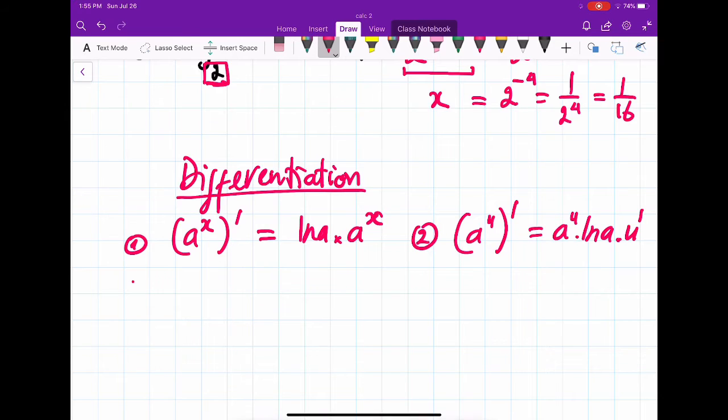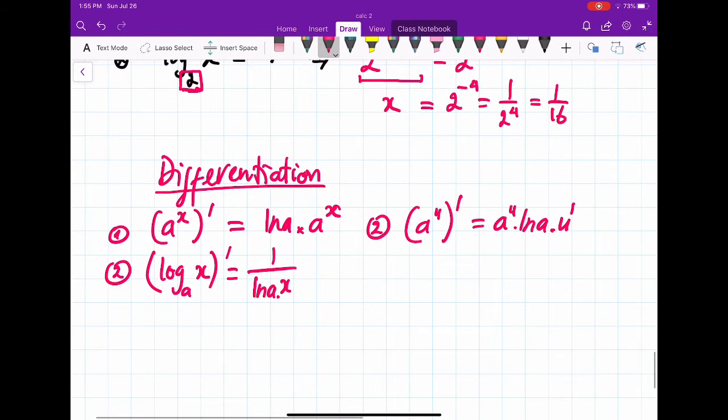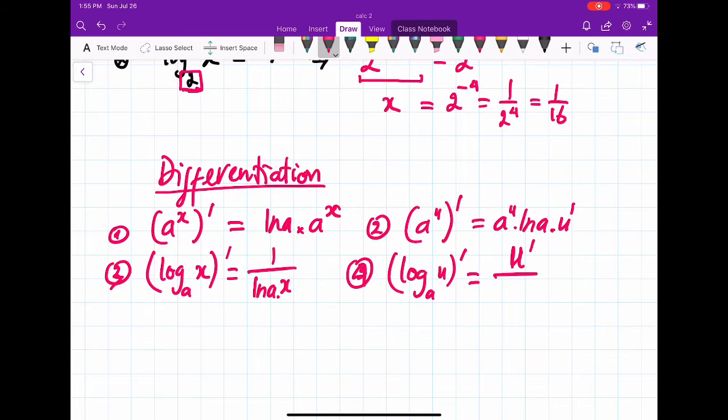The chain rule. Second property, log base a of x, the derivative is equal to 1 over x times ln of a. If a is e, right, then ln of a is just 1, so you have 1 over x. That is the derivative of the natural logarithmic function. Okay, so similarly we also have, let's say this is 3, that is 4. You have the chain rule, so that is u prime over ln of a times u.